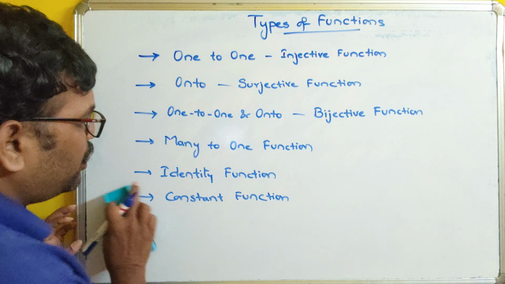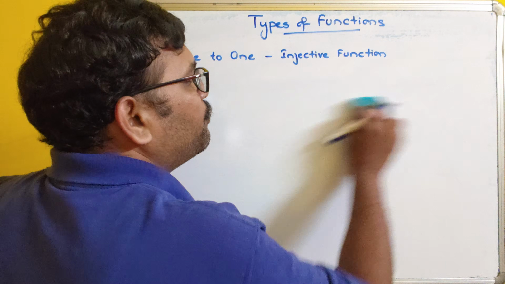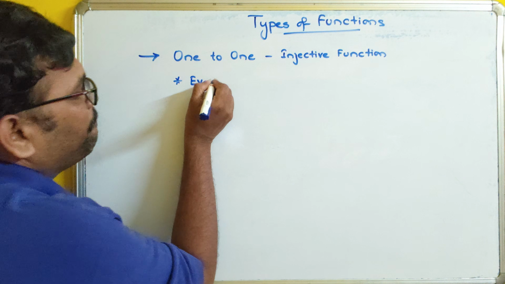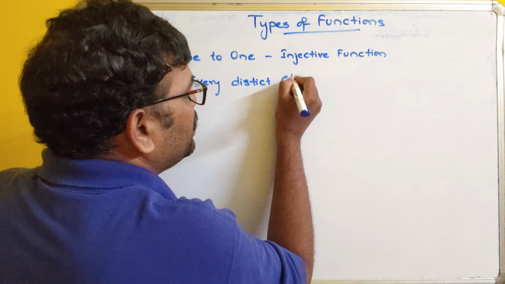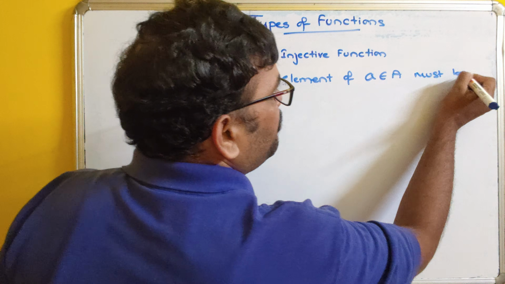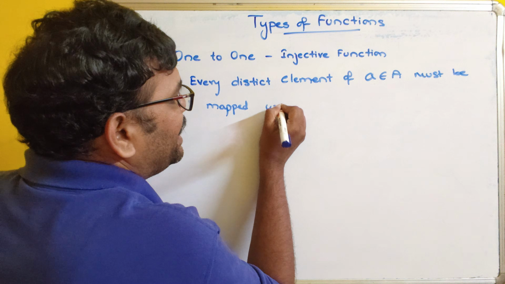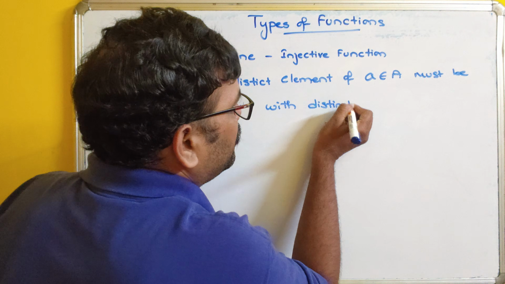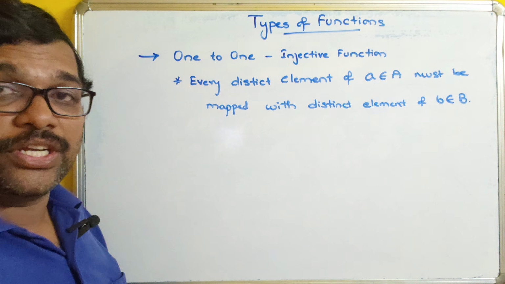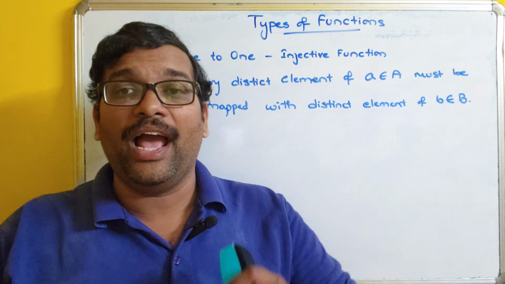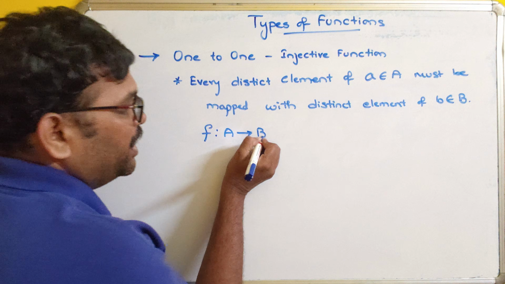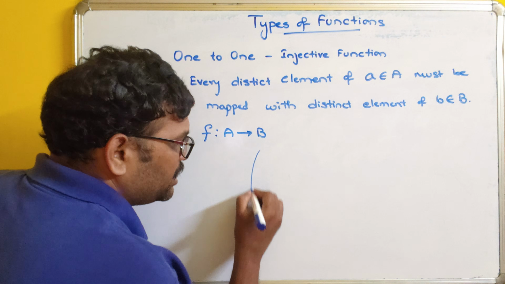Coming to the one-to-one function. Here the name itself indicates every distinct element of set A should be mapped with a distinct element of set B. So I'll write here, every distinct, that means unique, element a of A, which belongs to capital A, must be mapped with a distinct element b of capital B. We know the definition of a function means every element of A should have exactly one element in B. For example, we will represent this as function f from A to B, and this function is a one-to-one function. Let us take an example of this one.